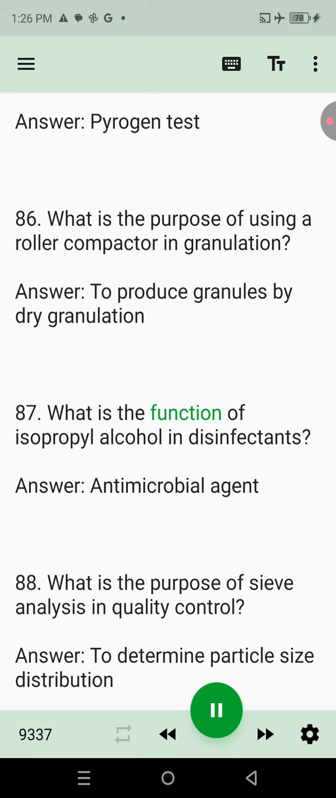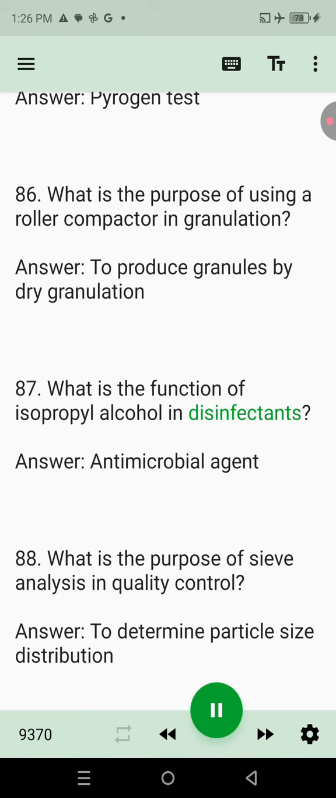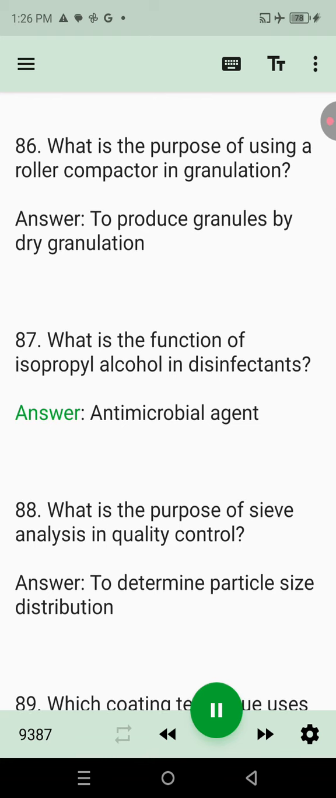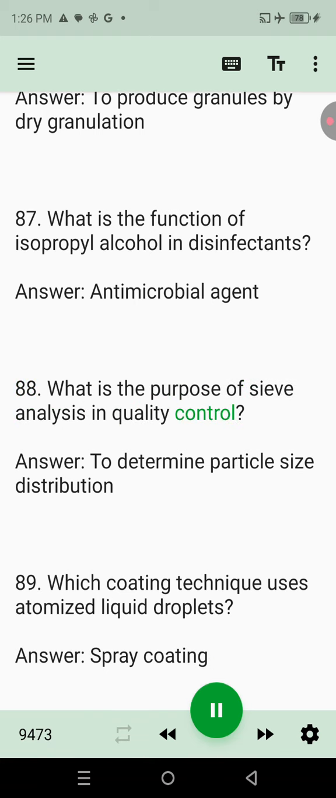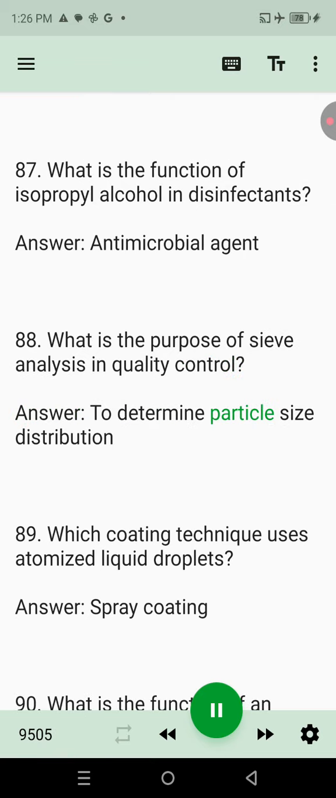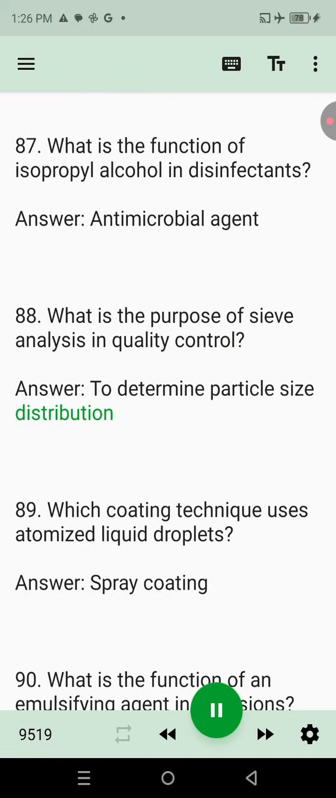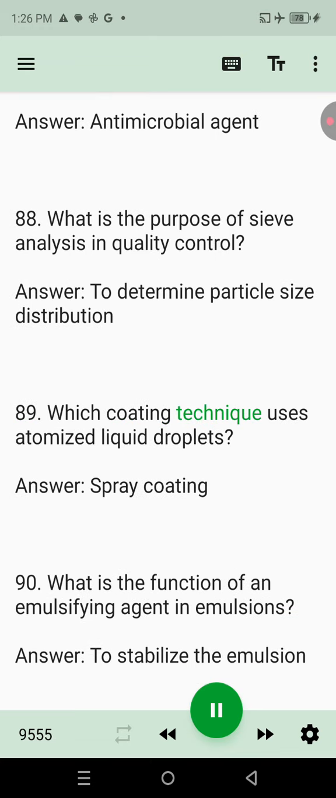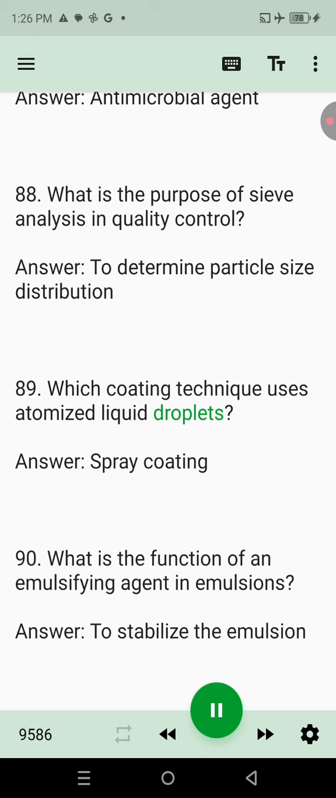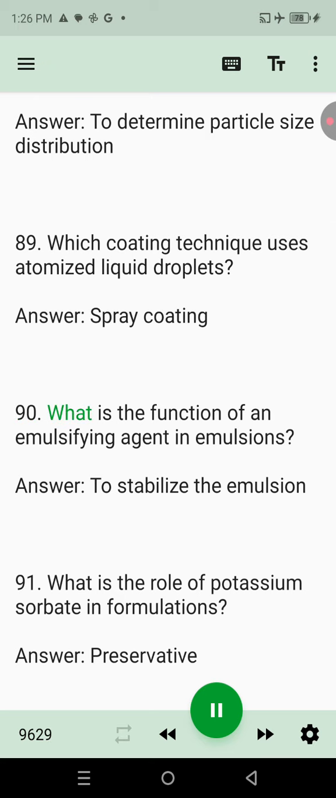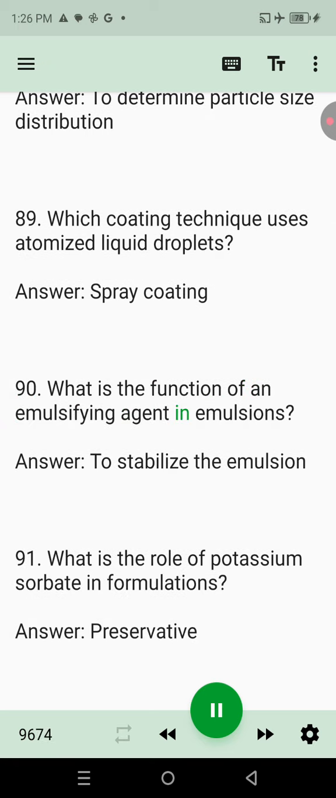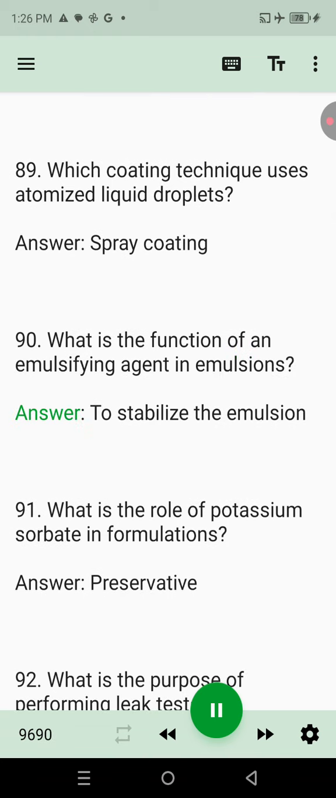87. What is the function of isopropyl alcohol in disinfectants? Answer. Antimicrobial agent. 88. What is the purpose of sieve analysis in quality control? Answer. To determine particle size distribution. 89. Which coating technique uses atomized liquid droplets? Answer. Spray coating. 90. What is the function of an emulsifying agent in emulsions? Answer. To stabilize the emulsion.